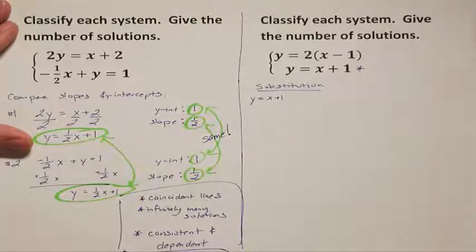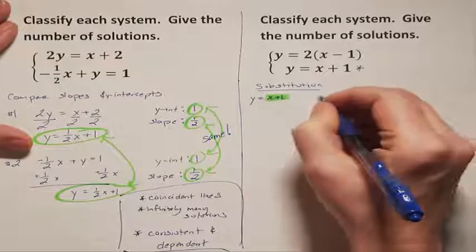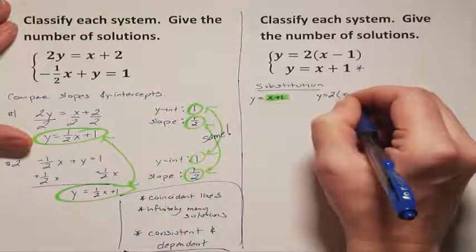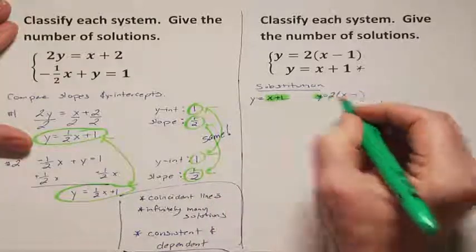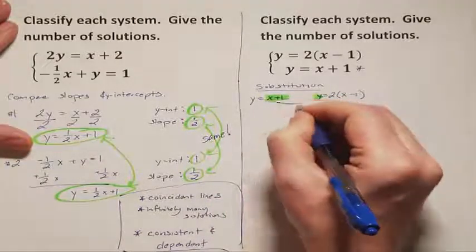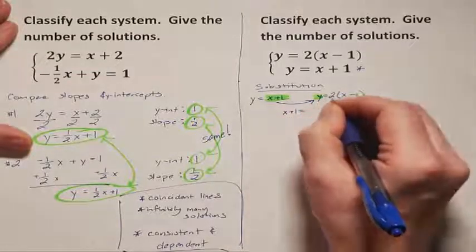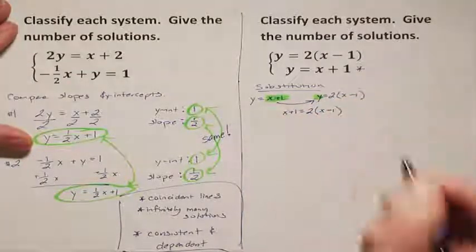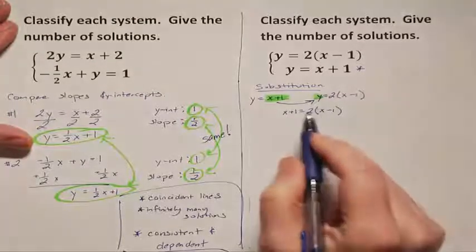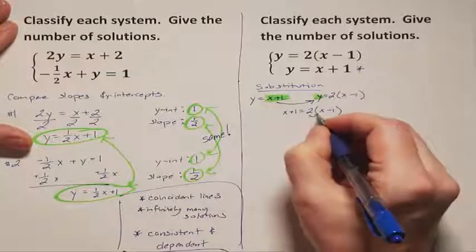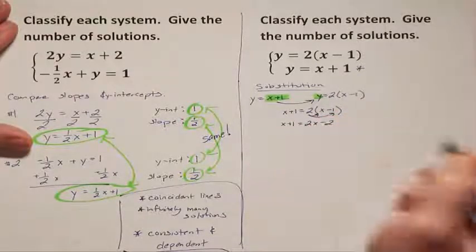If I know that y equals all of this, then in the equation that I have not used yet, my y should not exist. You said y was all this, so this y should actually be that. So x plus 1 equals 2 times the parentheses of x minus 1. I'm trying to find where they intersect. So I need to distribute my 2. I have x plus 1 equaling 2x minus 2.